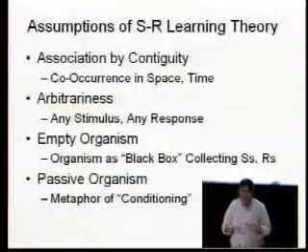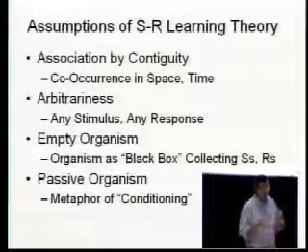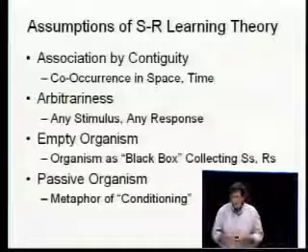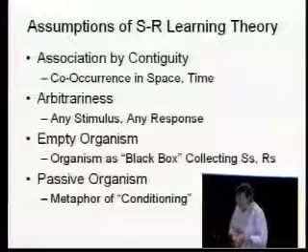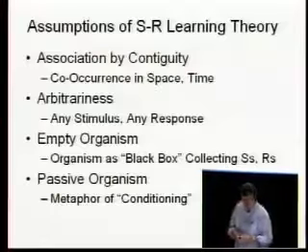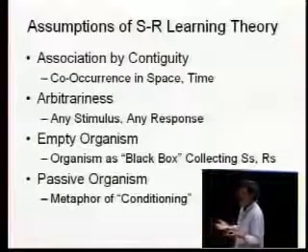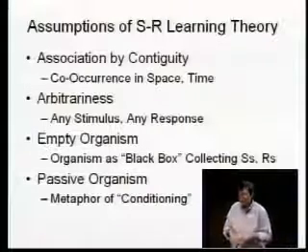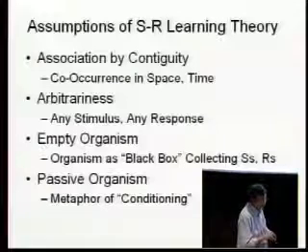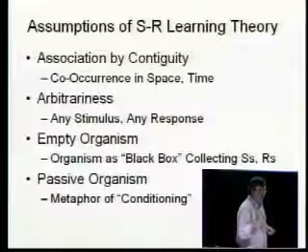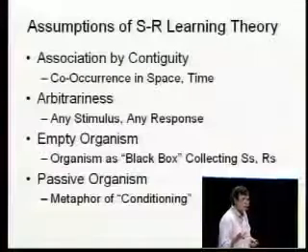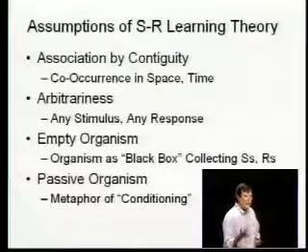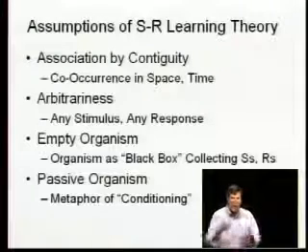Similarly, in classical and instrumental conditioning, the prevailing view is that things are happening to the organism, but the organism really isn't actively involved in the process. All that's happening here is that behavior is coming under the control of environmental events. There's no sense here of expectations or free will or anything like that on the part of the organism. These four assumptions, association by contiguity, arbitrariness, the empty organism, and the passive organism, we now know are entirely wrong.